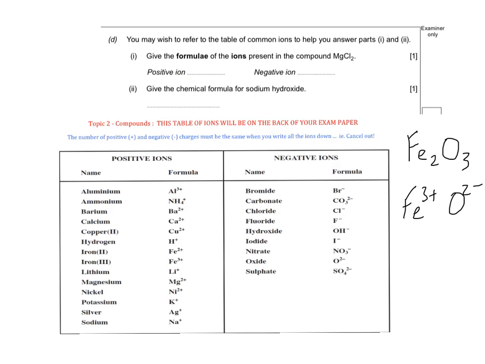This question is the reverse. You look up these table of ions and try to put together the correct ions to make the formula for sodium hydroxide.